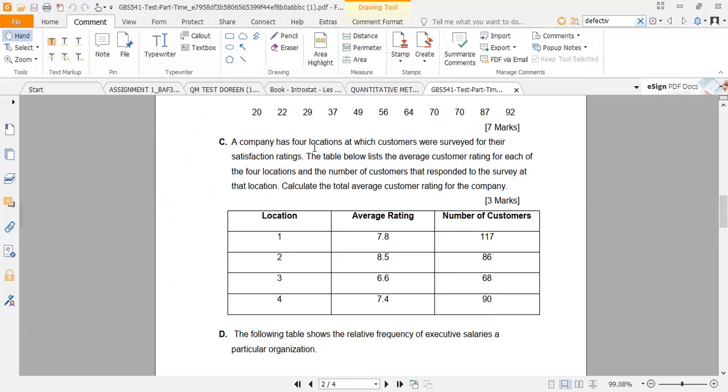A company has 4 locations at which customers were surveyed for their satisfaction. Below are the listings for the average ratings of each of the 4 locations. We are simply asked to find the average, 3 marks. So we're going to call this column X, and this column F.